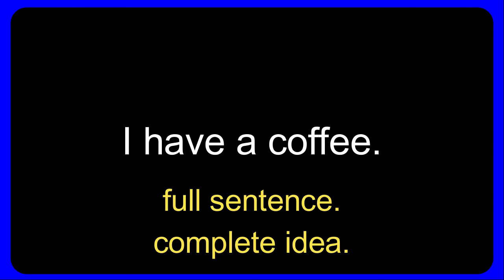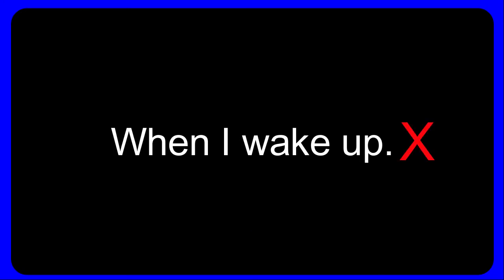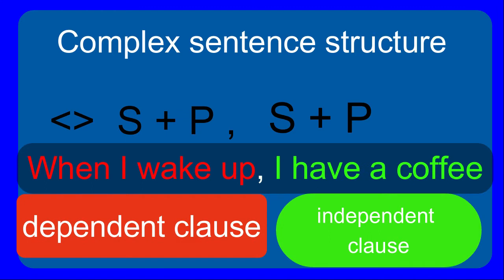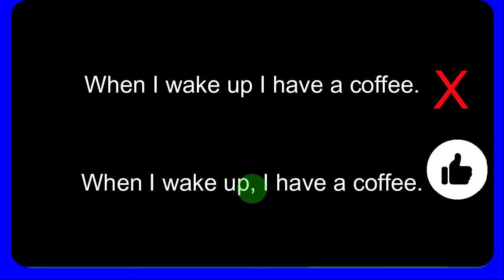If I say, I have a coffee, it makes sense. It's okay. No problem. This is correct English and it's a full, complete idea. But when I wake up is not a complete idea. So now if we put I have a coffee and when I wake up together, now we have a complex sentence. The cool thing is we can actually change the order of the clauses. Here you can see the dependent clause is first. We have the conjunction, and then we have a comma after the dependent clause. So remember, when you have the dependent clause first, you should use a comma.